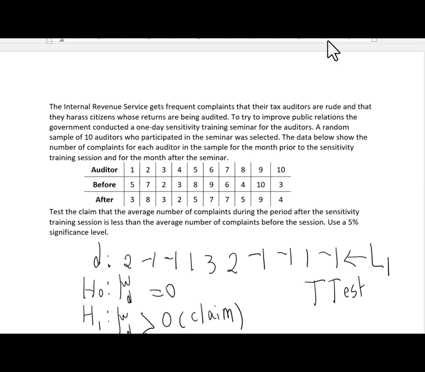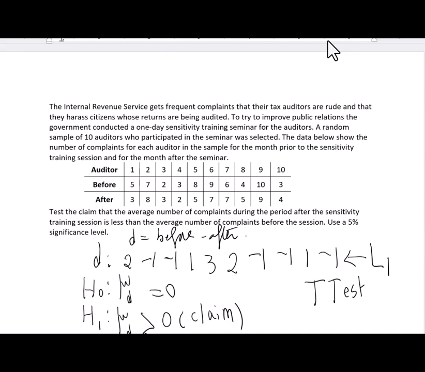How do you work with dependent samples? The first thing, guys, that you have to do is the difference of before minus after. So it's before minus after. And you need to test the difference. So if you do 5 minus 3, you get 2, 7 minus 8, you get -1, and so on and so forth. So you have to do the difference.